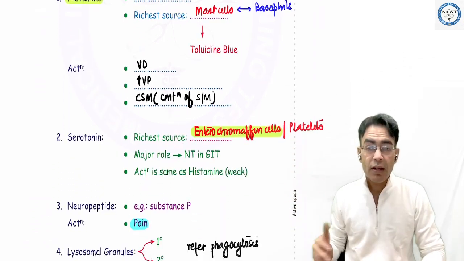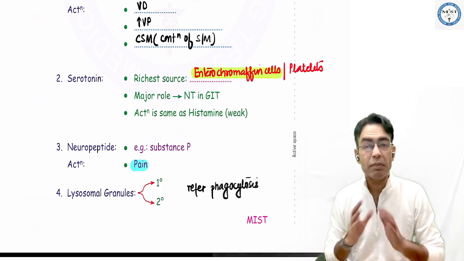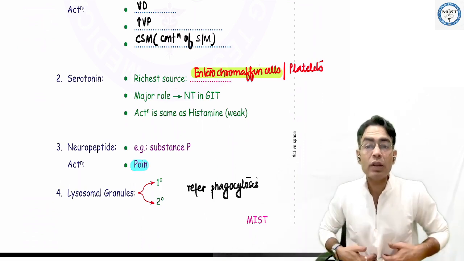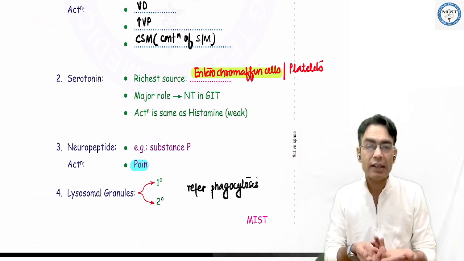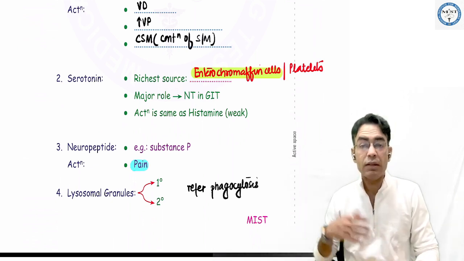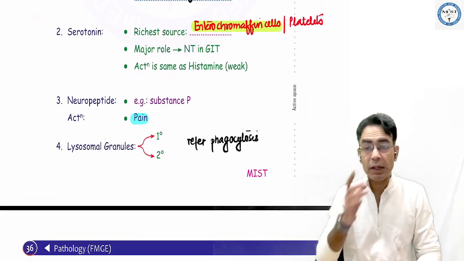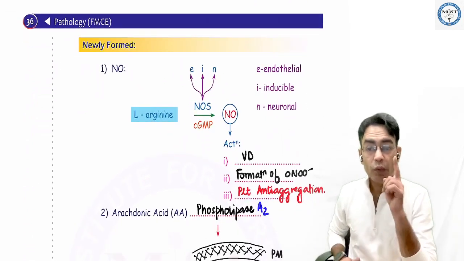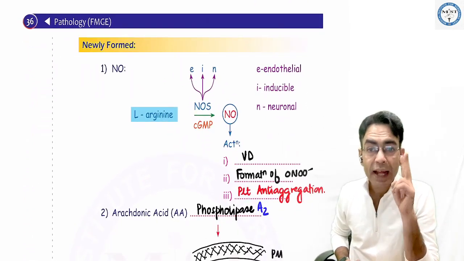Then serotonin, it has richest source in enterochromaffin cells. It can also be seen in platelets, but its major role is not in inflammation. Its major role is working as a neurotransmitter in the GI tract. But if it is released in inflammation, it will work as histamine. Neuropeptide is also called substance P, and therefore pain. Lysosomal granules, we just studied, primary and secondary. Newly formed nitric oxide: which amino acid, arginine, and which enzyme is required, NOS.